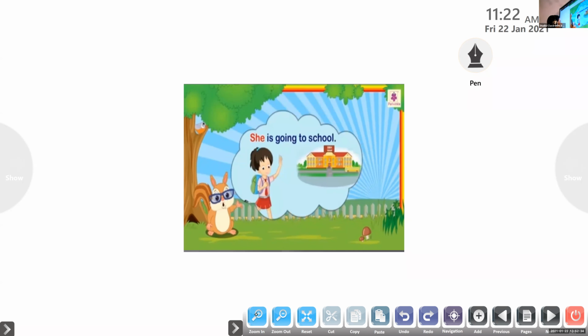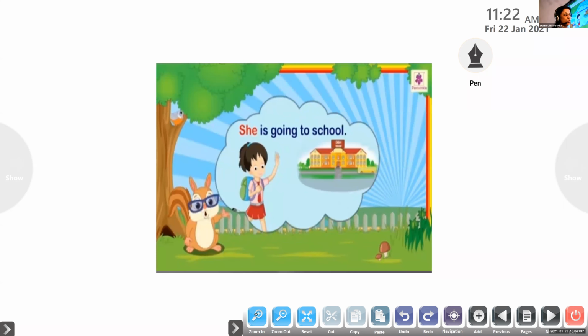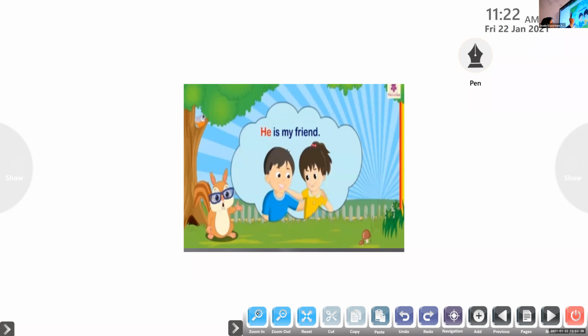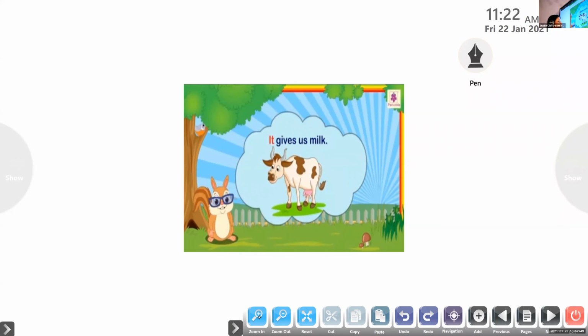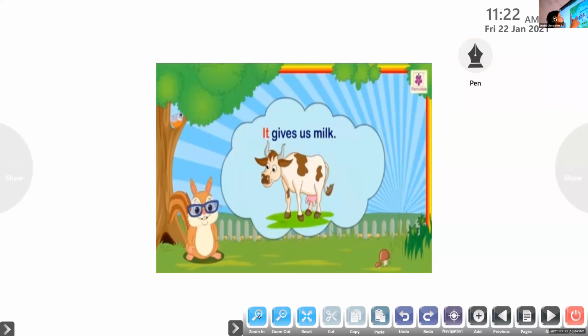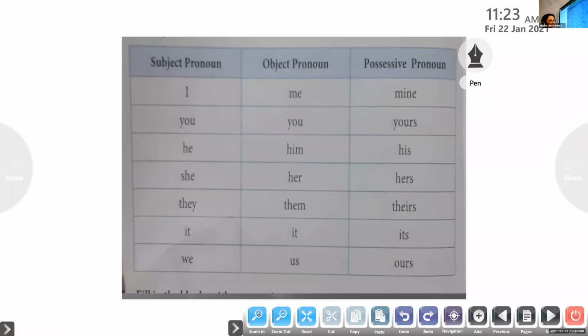Then she, we know, feminine gender, we use the pronoun she. Masculine gender, we use the pronoun he. When you talk about yourself, I am a boy, I am a girl, I am a student, I am a teacher. When we talk about an animal or a non-living, inanimate thing, we make use of the pronoun it. Is that clear? So that's all about the pronouns.